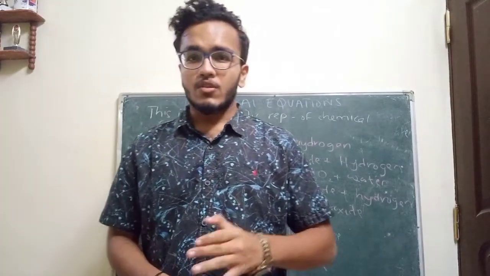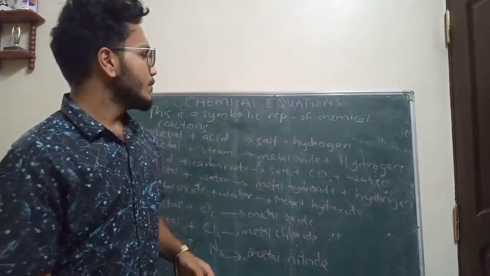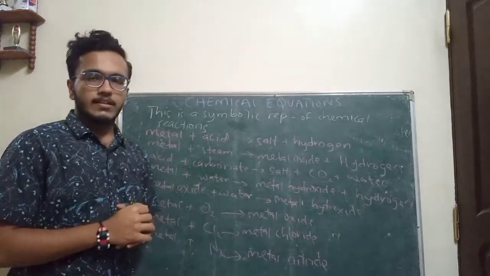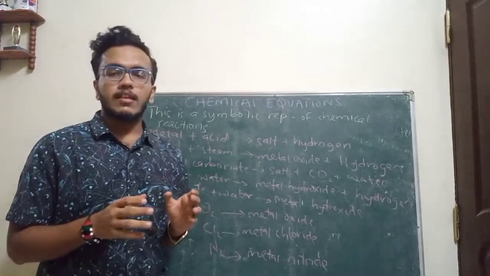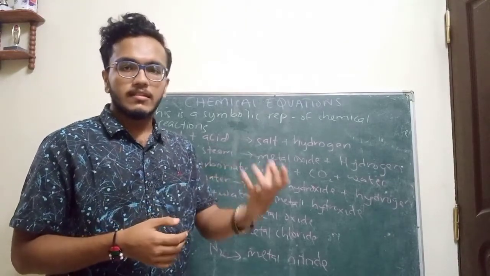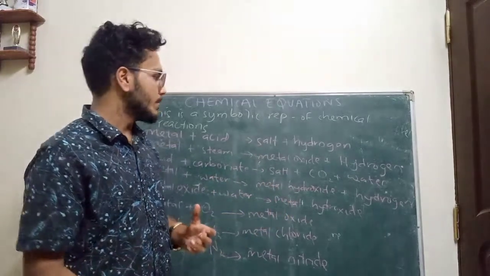Hello everyone and welcome back to our fourth lesson in which we will cover chemical equations and alkaline earth metals. So we start with chemical equations. What is a chemical equation? A chemical equation is a symbolic representation of chemical reactions. It is the chemical equation that enables us to determine the reactants that are reacting and the product that is formed.